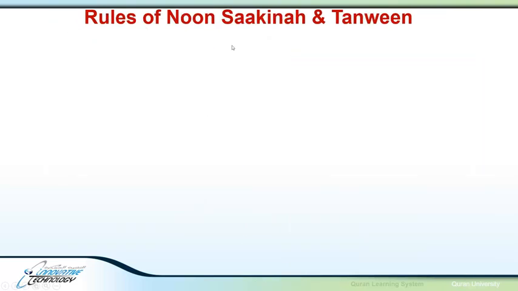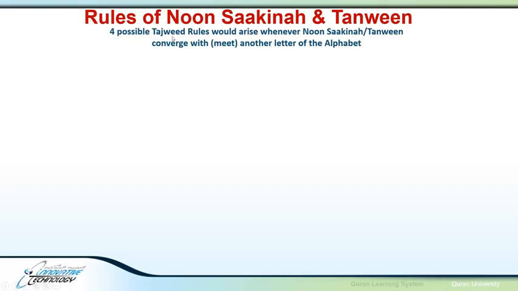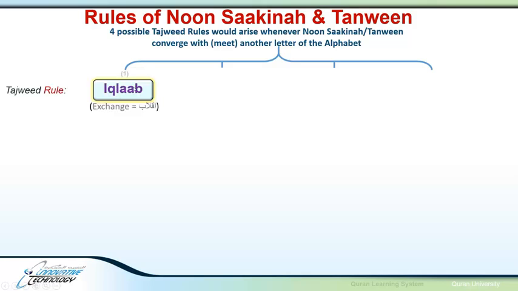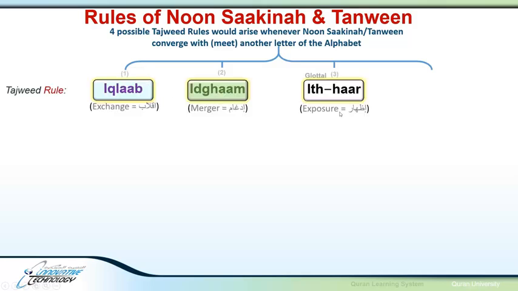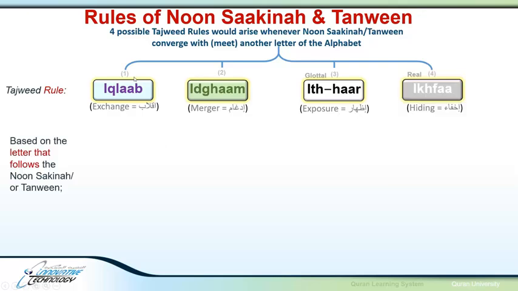In the previous introduction about Nun Sakinah and Tanween, we mentioned that there are four possible Tajweed rules that would arise from the Nun Sakinah or Tanween convergence, meaning meeting with another letter of the alphabet. And those four possible rules were Iqlab, Idghaam, Idhar, and Ikhfa. And we said that the rule would be based on the letter that follows the Nun Sakinah and Tanween. And in the case of Iqlab, that letter would be the Ba.